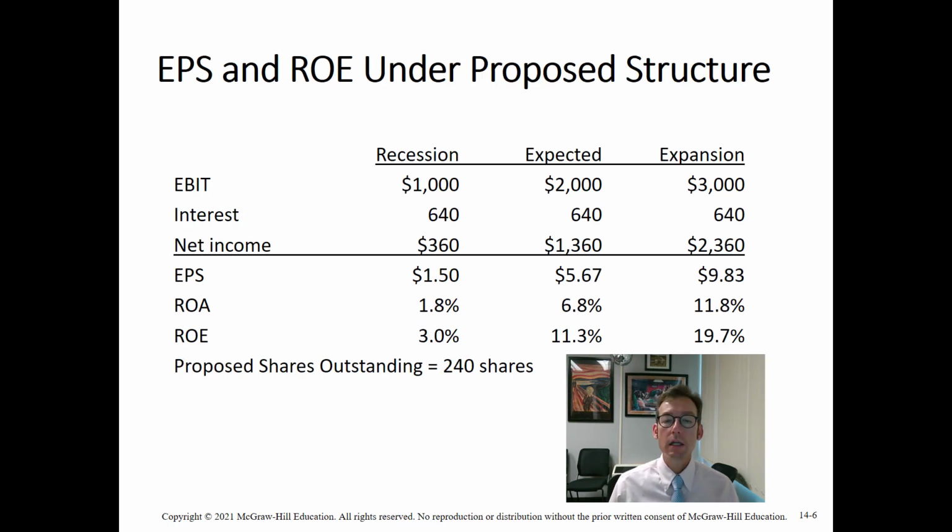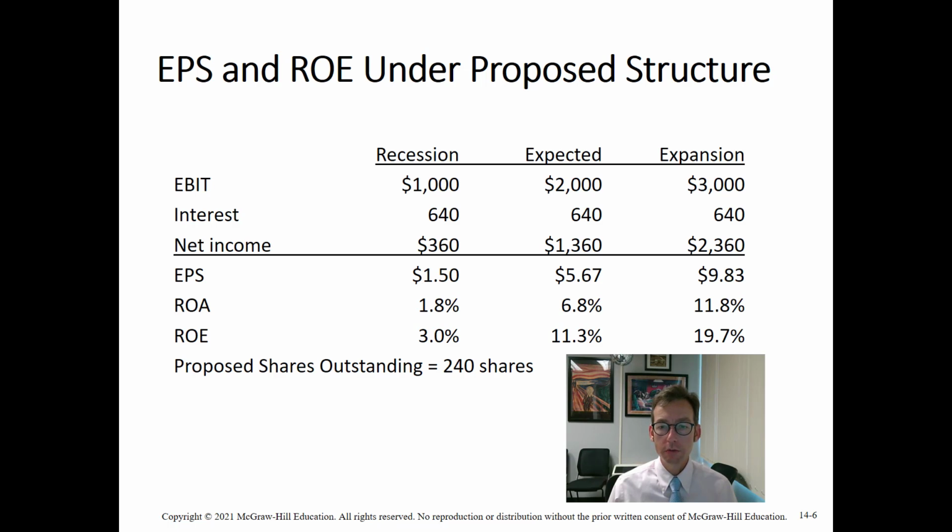Let's take a look at what we'd be expecting under the proposed structure. Once again, the earnings before interest and taxes are exactly as we saw before, so the business hasn't changed any. It's only how we finance the business that has changed. We know we're going to have $640 in interest. $640 is 8% times the $8,000 in debt we take on. So that's why it's $640 per year.